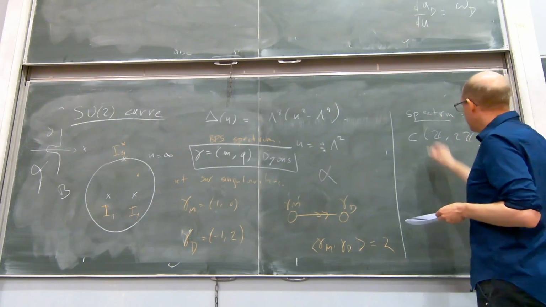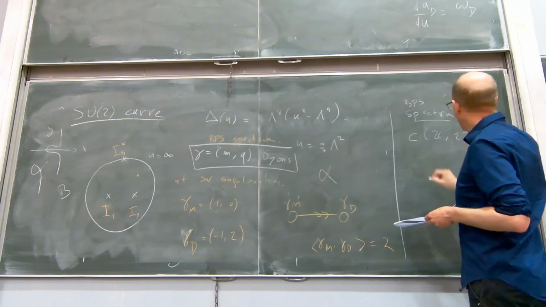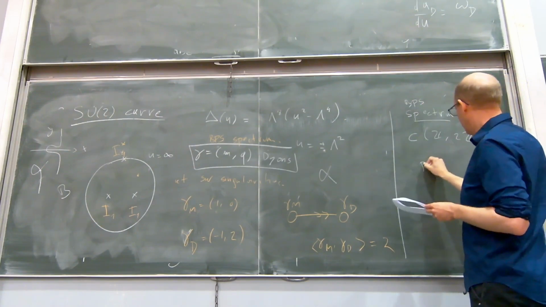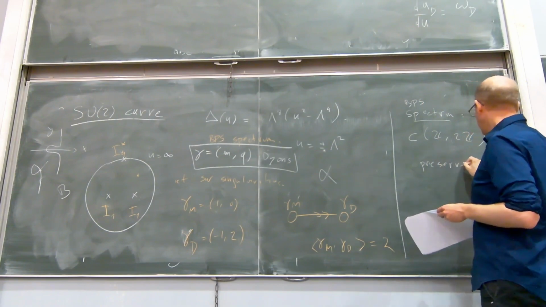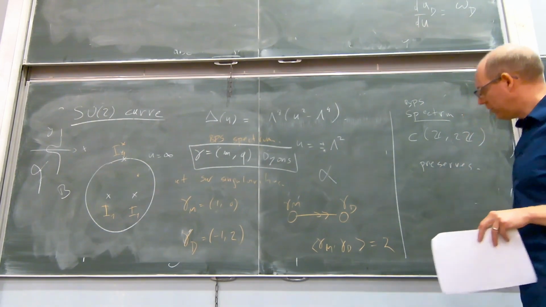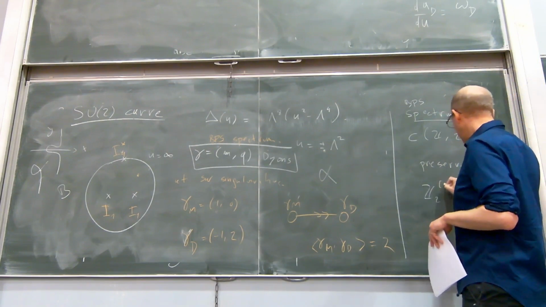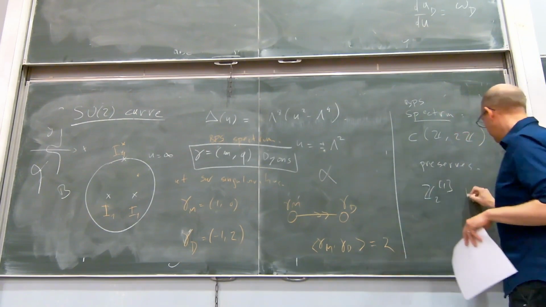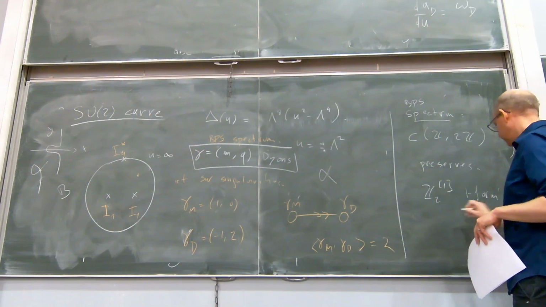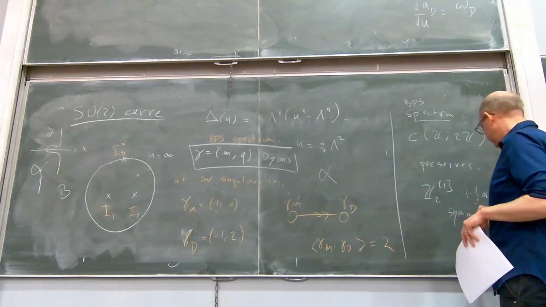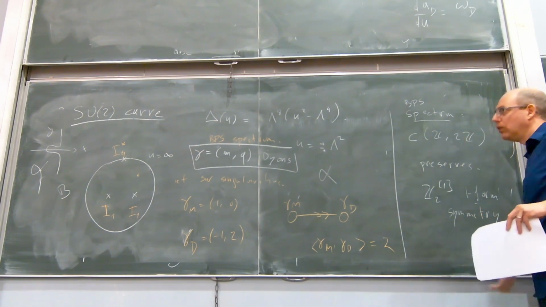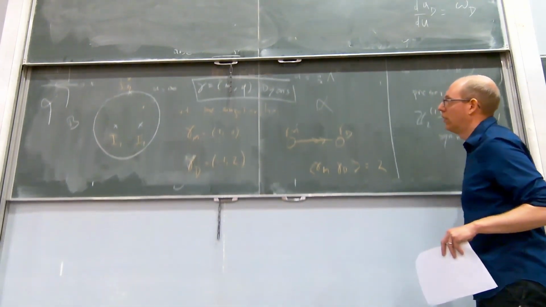And BPS spectrum. And so that means that at low energy, it preserves a Z2 one-form symmetry. Let me elaborate a bit more on this.